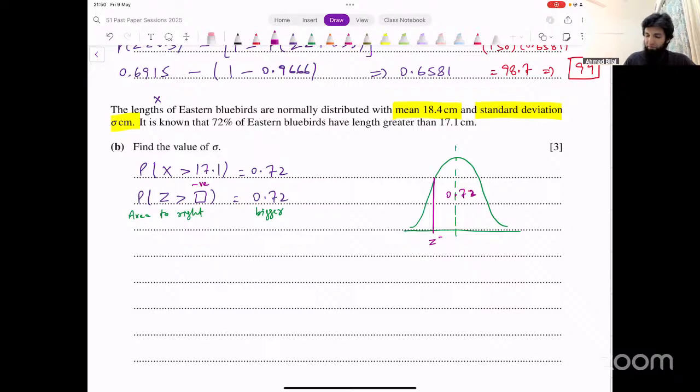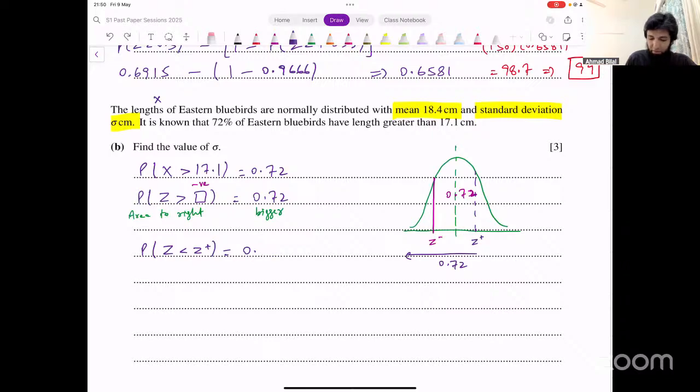What we can do is we can flip this. We can say, okay, if the area to the right of this is 0.72, then if we were to consider the positive value of z, the area to the left of this value would also be 0.72. If you flip this diagram, if the area to the right of this negative value is 0.72, the area to the left of the positive value is also going to be 0.72. So we can write this as z less than the positive z value, that is equal to 0.72.